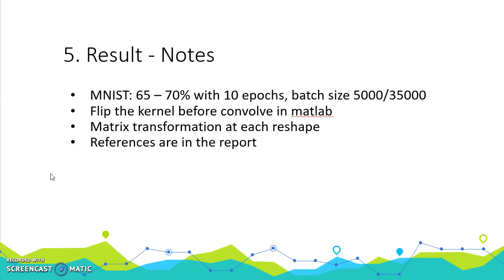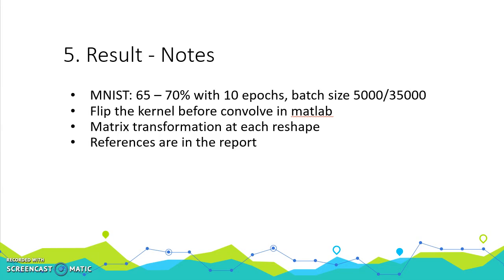The result I got is about 65 to 70% on MNIST with 10 epochs and a batch size of 5000. However, this result is pretty poor, so I would love to improve it in the future.